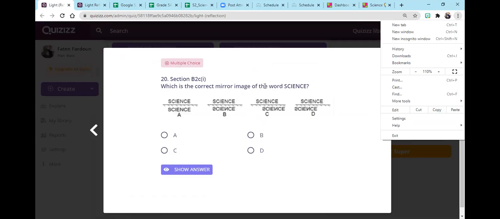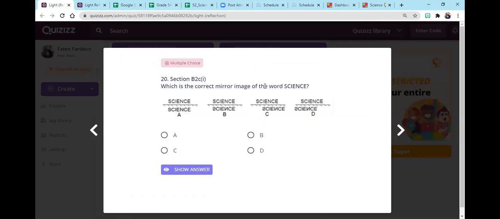Which is the correct mirror image of the word science? I'm with all of you. Unmute yourselves and think out. Okay.